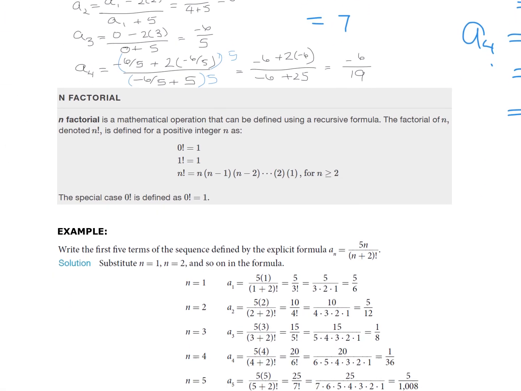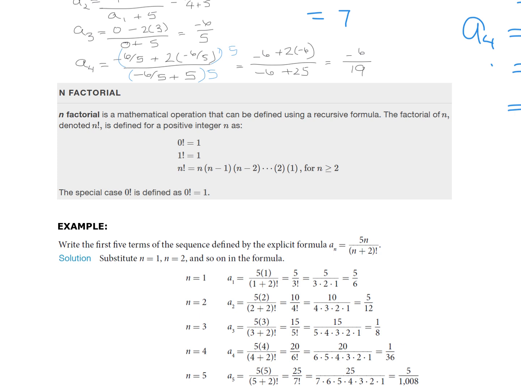So, what is factorial? Well, factorial is kind of recursive. So if I see 5 factorial, that means I'm going to take 5 and multiply it by 4, multiply it by 3, multiply it by 2, multiply it by 1.